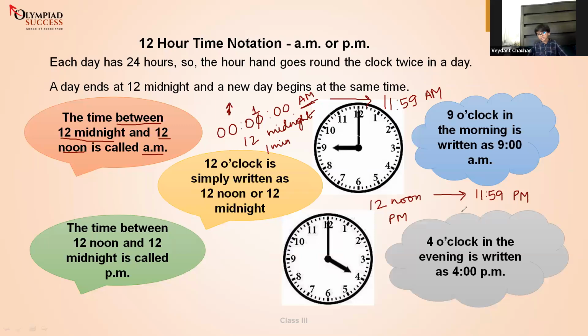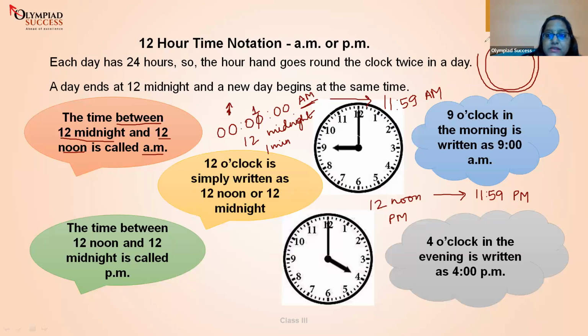So a clock always takes 2 rounds in a day, moving 12 hours, 12 hours. That's why we say that it completes 2 rounds. Starts from this 12 and again ends at this point. Once you start from midnight, you complete one round and come to 12 noon.